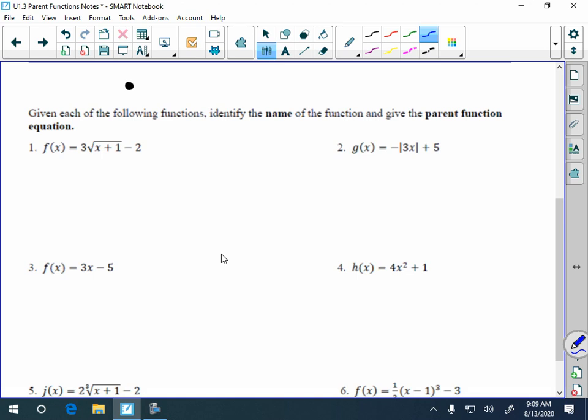All right, so number one, since there's a square root in this, we're going to call this a square root function. And its parent function, we're going to say is f of x equals square root x. That's the most basic function that you can write. So we kind of clear out all the numbers and just leave the variable with the square root. All right, number two. Looks like there's an absolute value bars, so this is called an absolute value function.